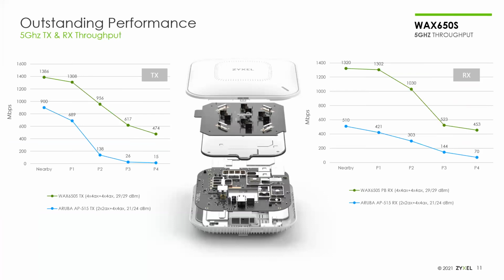We've got this example here. This is comparing our product, our WAX 650S, to an Aruba AP515. Both are 4x4, 5 gigahertz Wi-Fi 6 access points, so these should, in theory, have the same performance. But as you can see there, on both transmit and receive, we outperform them.